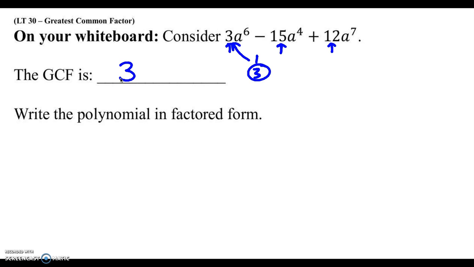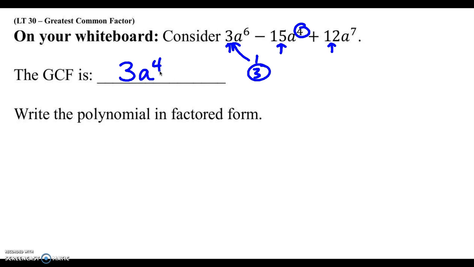Now we've got to worry about the A's as well. I've got to decide, is A in every term? The answer is yes. So what I'm looking for then is the smallest power of A I see. And I see that right here. So I need 3a to the 4th. That should be my greatest common factor. That's the GCF. That's the first part.